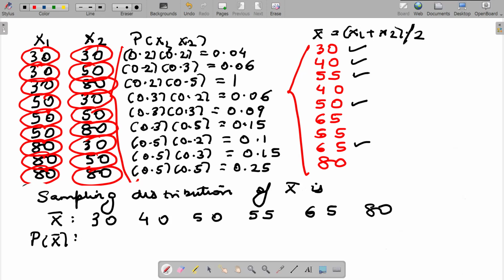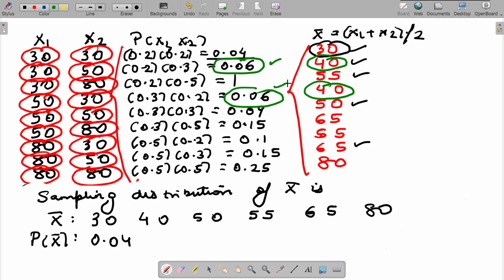What's the probability of X taking the value 30? X takes the value 30 only once. The corresponding probability is 0.04. X takes the value 40 twice, 1 and 2. So the corresponding probabilities are 0.06 plus 0.06, so 0.06 plus 0.06 is 0.12. X taking the value 50 is 0.09.